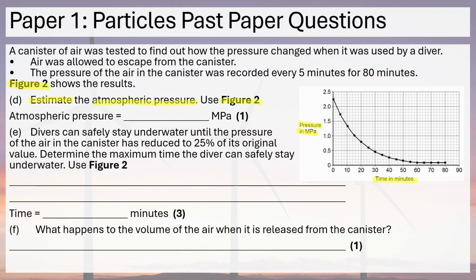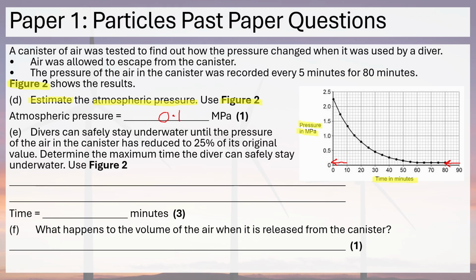So we're looking for the point at which the pressure inside the canister is equal to atmospheric pressure, because the air won't come out anymore and the pressure will remain the same. So we're looking for where the graph goes flat. If we read off, and again, it's much easier for you to do this on the full size graph with a pencil and ruler, it comes out at 0.1 megapascals.